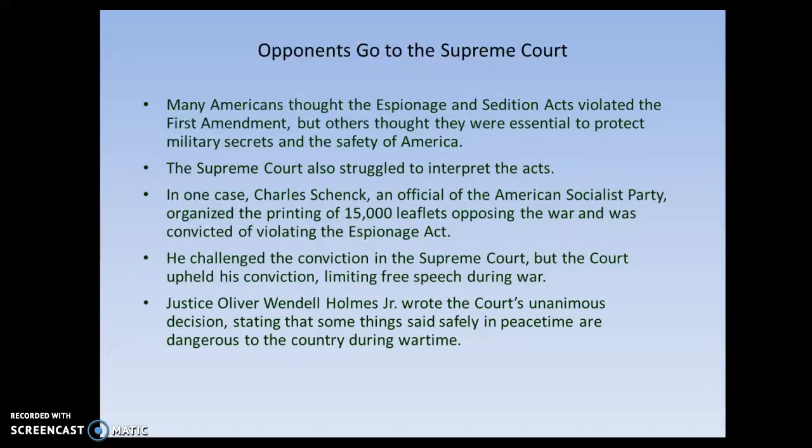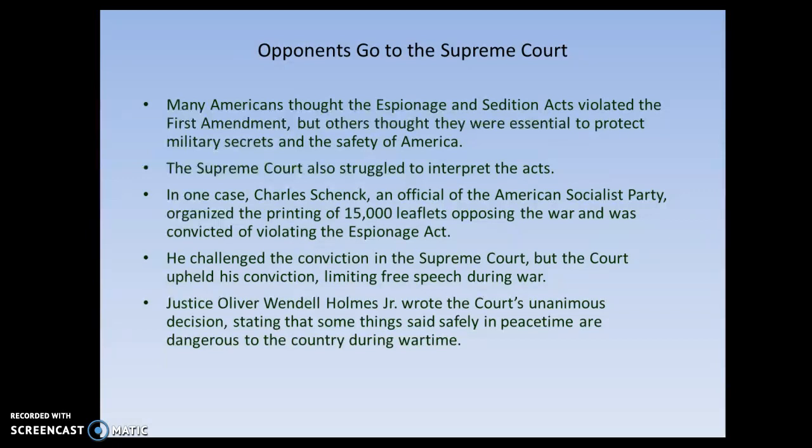And finally, many Americans thought that these acts violated the First Amendment, but others thought that they were essential to protect military secrets and the safety of America. This was a time when people were scared. So the Supreme Court struggled to interpret the acts as well.